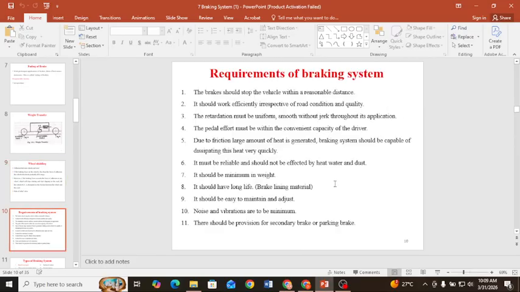Then the requirements of a brake are to reduce noise and vibration, to be easy to maintain and adjust, to be minimum in weight, and the pedal effort must be within the capacity of the driver.